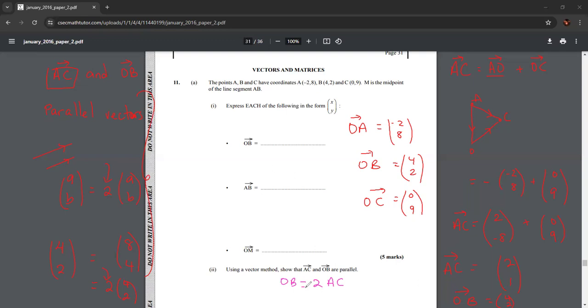Because if I multiply AC, which is (2, 1), by 2, this becomes 2 2s are 4 and 2 1s are 2. So because OB is twice AC, that shows that they are parallel, right? So parallel vectors are some scalar number times the vector.